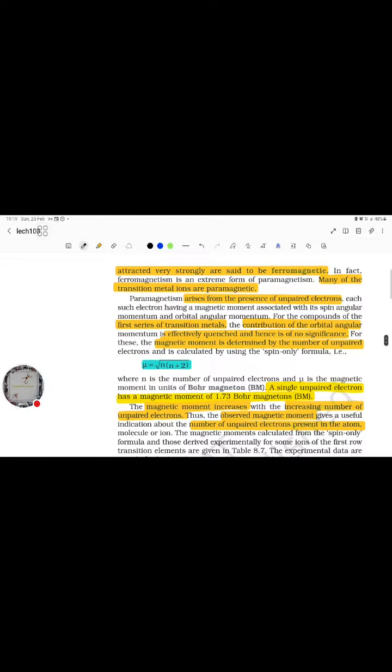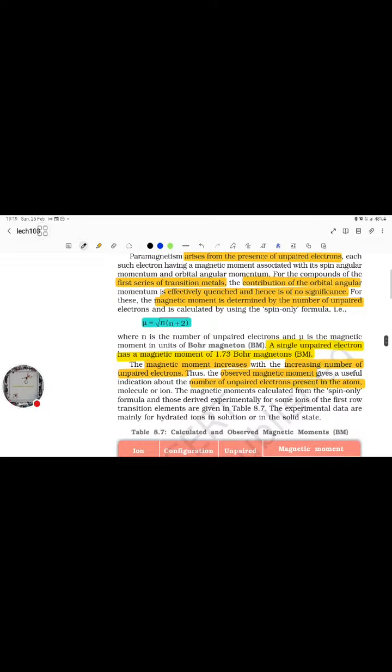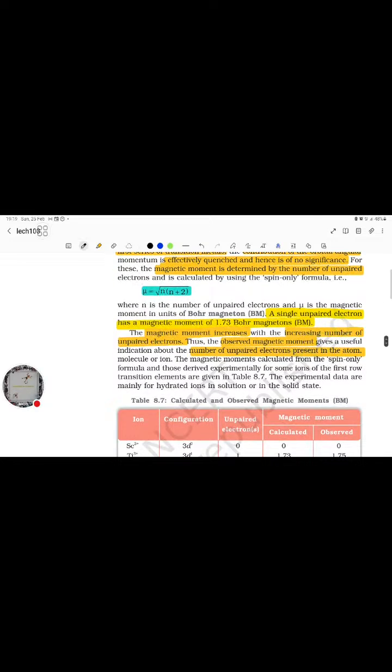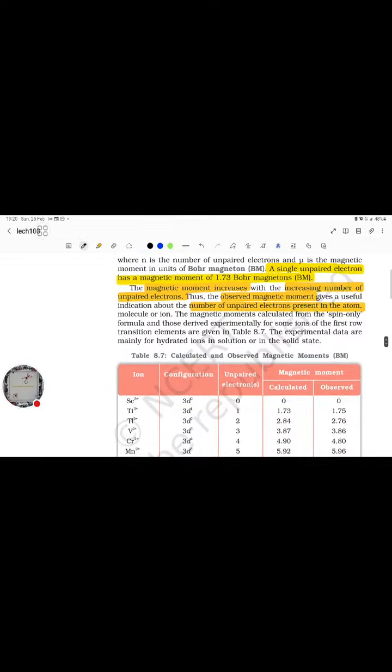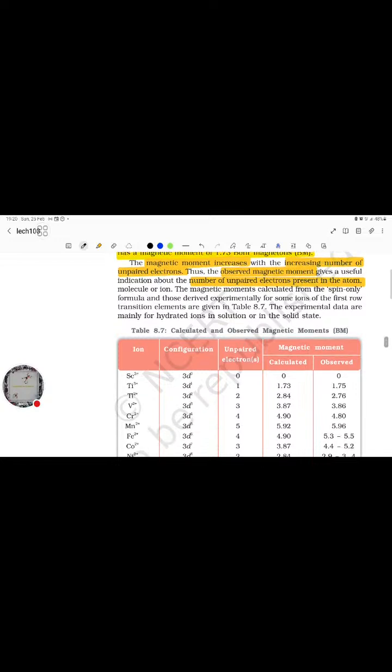Paramagnetism arises due to the presence of unpaired electrons. In the first series of transition metals, the contribution of orbital angular momentum is effectively quenched and hence not significant. For these, the magnetic moment is determined by the number of unpaired electrons and is calculated using the spin-only formula: mu equals root of n into (n plus 2), where n is the number of unpaired electrons and mu is the magnetic moment in units of Bohr magneton. A single unpaired electron has a magnetic moment of 1.73 Bohr magnetons. The magnetic moment increases with the increasing number of unpaired electrons. Thus, the observed magnetic moment gives a good indication of the number of unpaired electrons present.